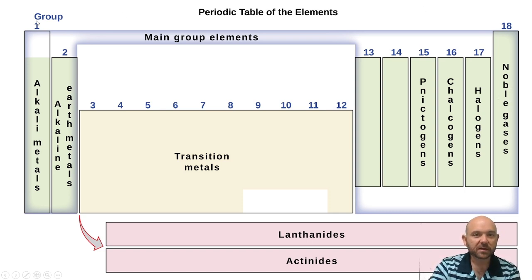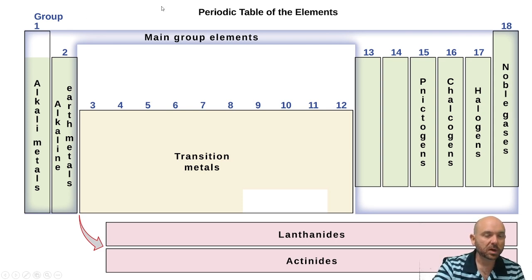Chemists have identified these as families of elements because they tend to undergo the same types of reactions with other elements. For instance, sodium and potassium both combine with chlorine in a 1-to-1 ratio, where magnesium and calcium in group 2 combine with chlorine in a 1-to-2 ratio.